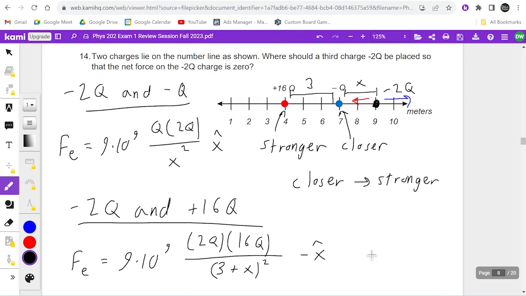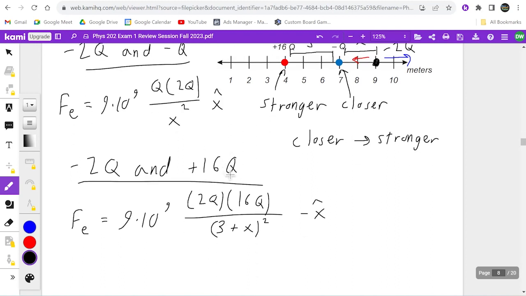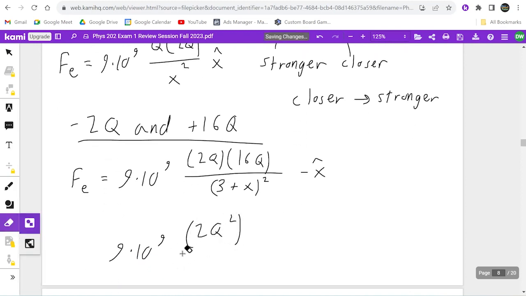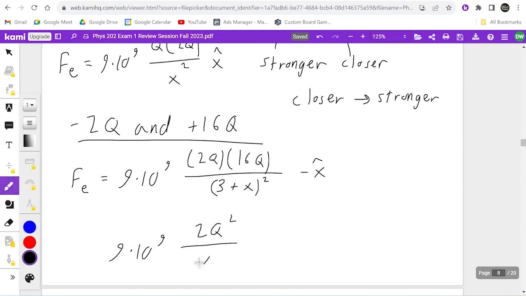And since they're equal to each other, I can just set them equal to each other. I don't even have to worry about the negative sign. The negative sign really doesn't matter if I just set them equal to each other. Okay, so in other words, 9 times 10 to the 9th times 2q times q is 2q squared. I guess I don't need parentheses. Divided by x squared. Remember, this was the first force. Then the second one we just found, that's going to be 9 times 10 to the 9th. Numerator is 32q squared divided by 3 plus x quantity squared.